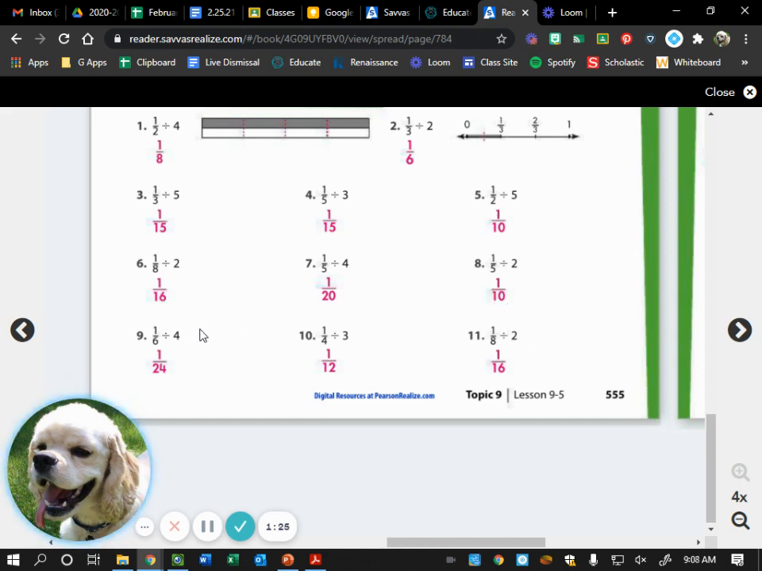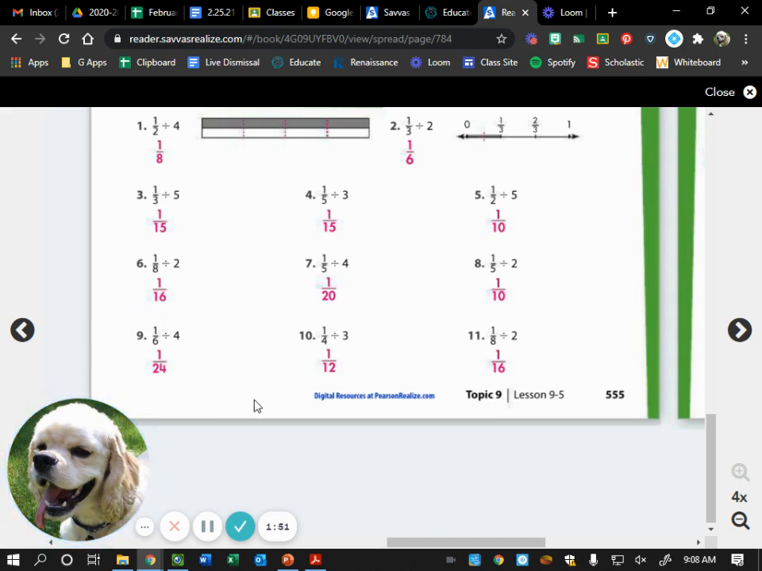So number 9, we would change the whole number 4 into 4 over 1. We would keep 1/6 the same, change the division symbol into multiplication, and 4 over 1 would become the reciprocal, 1 over 4. Well, 1 times 1 is 1. 6 times 4 is 24 for 1/24. Give me a thumbs up if you got number 9 correct. Awesome, 5th grade. You're killing it.